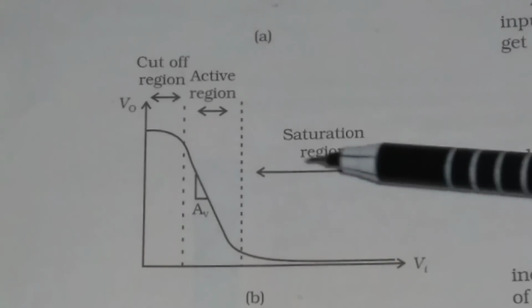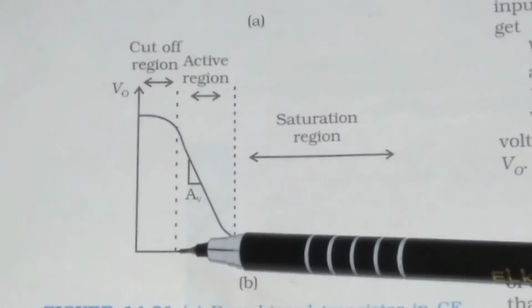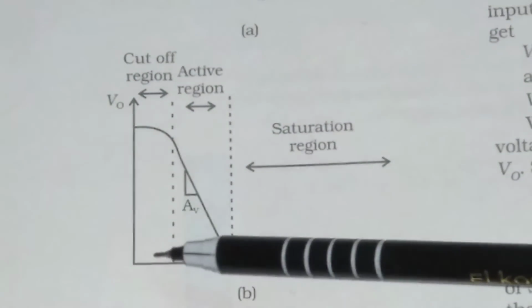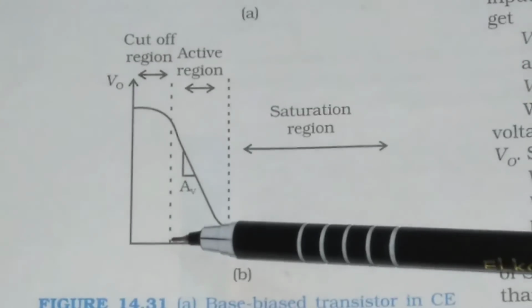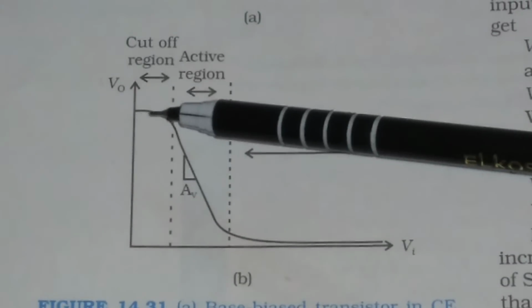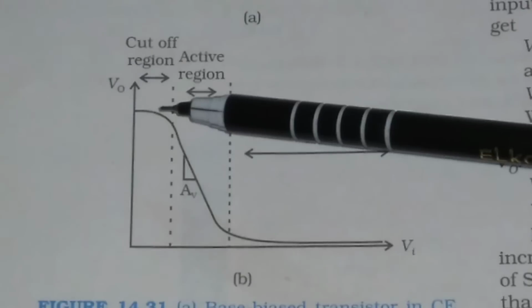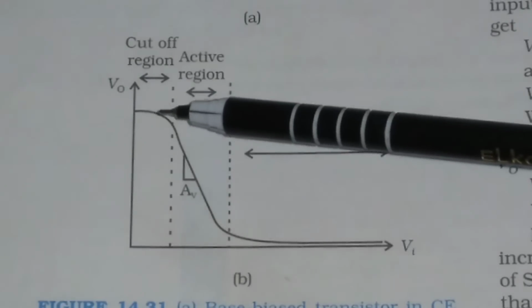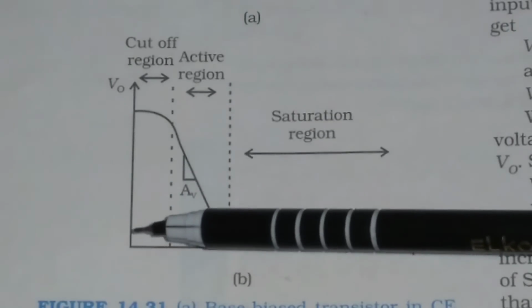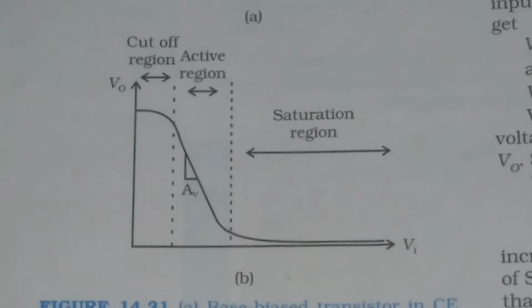Now you look at this graph. This is from 0 and this is about 0.6 volt. From 0 to 0.6 volt, there is no current passing through the transistor. This is called the cut-off region, and the voltage is called VCC, that is the collector bias voltage, and no current is passing through the transistor. The transistor is in switch off mode.